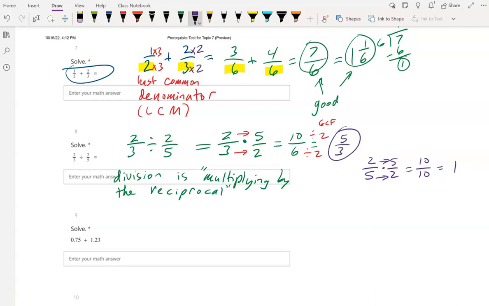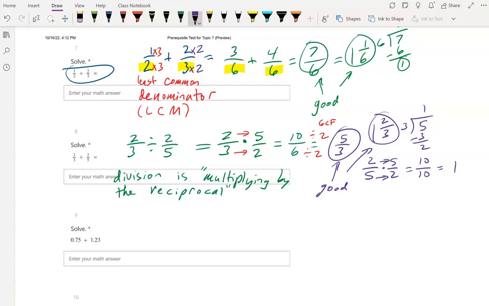And that's a good answer. But if we divide 5 by 3, 3 goes into 5 one time. 3 times 1 is 3. 5 minus 3 is 2. I have 2 left over, so this would be 1 and 2 thirds. 1 and 2 thirds. Also a good answer.